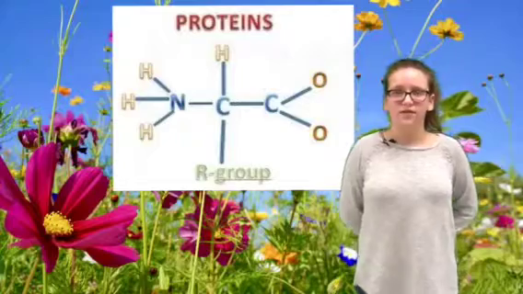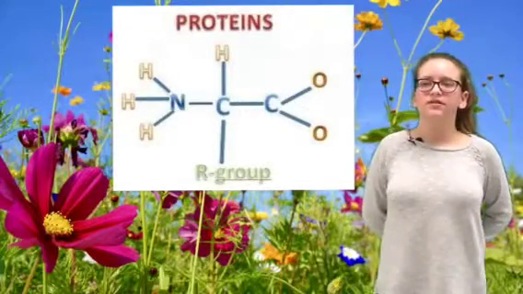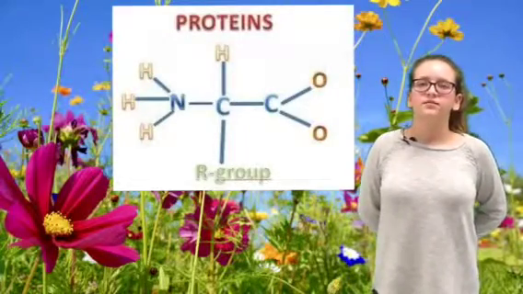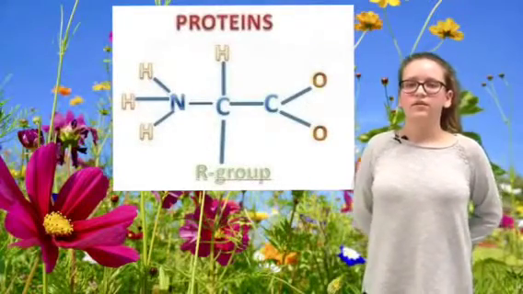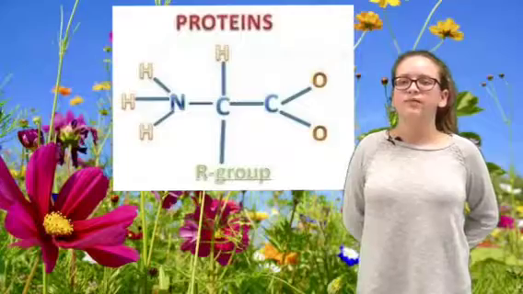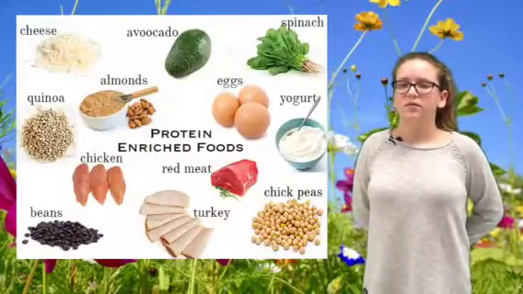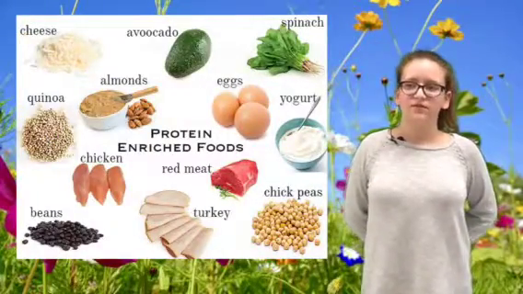Proteins are made in ribosomes. We are 62% water, 16% fat, 16% proteins, and 6% minerals. They are used for strengthening muscles, tissues, and cell parts. Some foods that give you protein would be meats, veggies, fruits, and dairy.